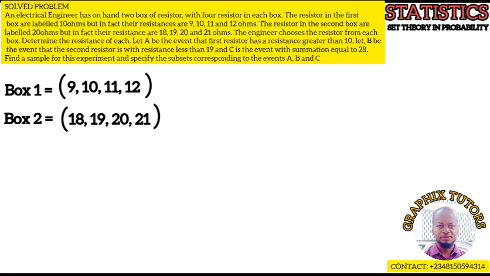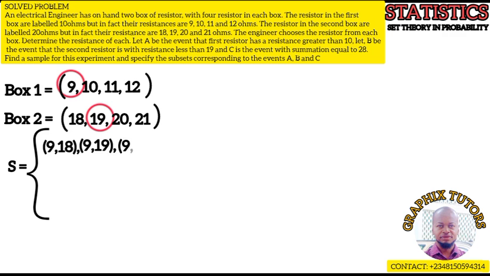To get the sample space, we say the sample space is the set of all possible outcomes of a random experiment. We pick from box 1 and box 2 randomly. That means our sample space S will be: you take 9 in box 1 and pair it with each of the resistances in box 2. When you do that, you have 9 18, 9 19, 9 20, 9 21. Right?